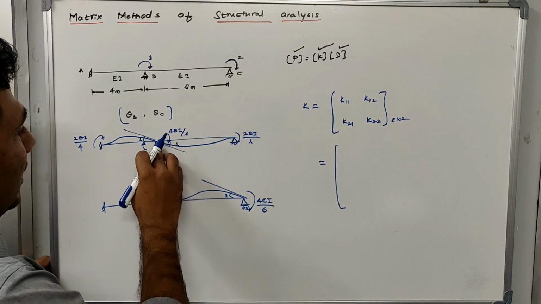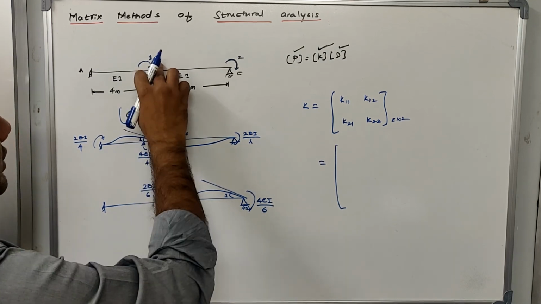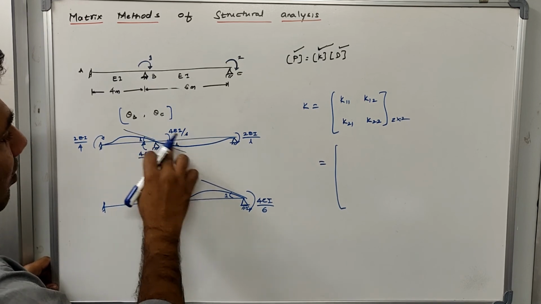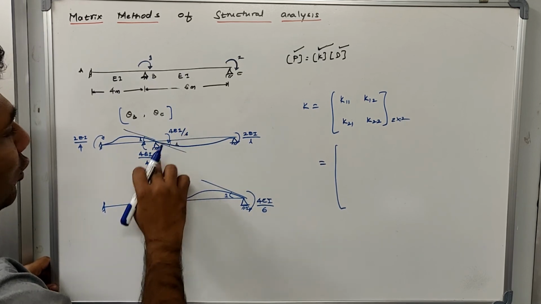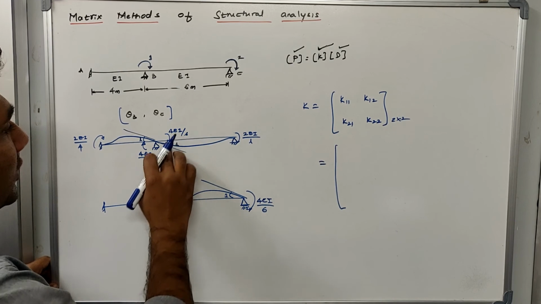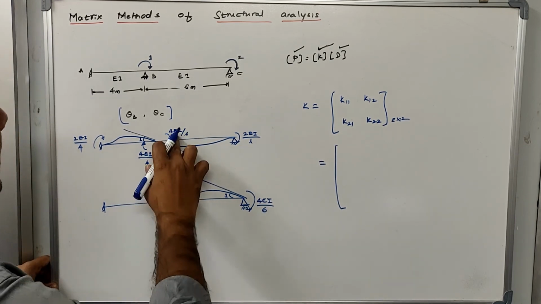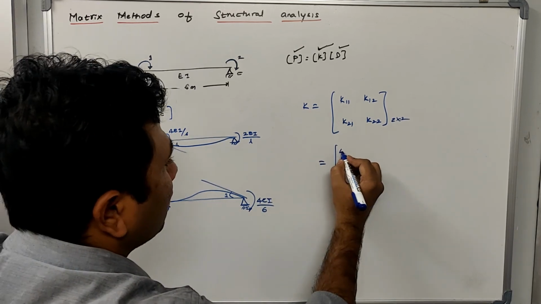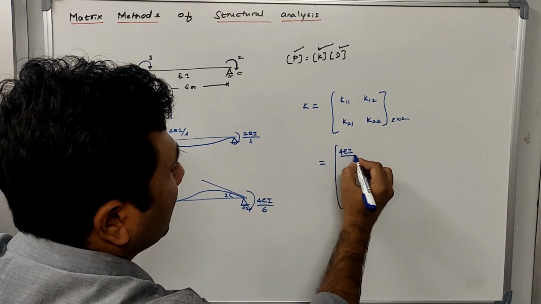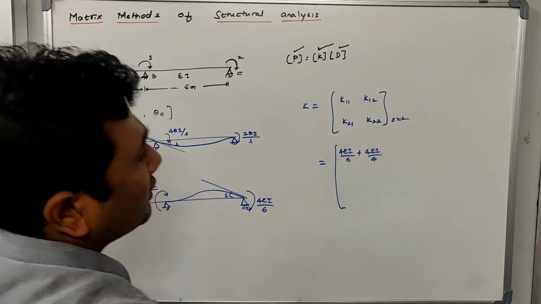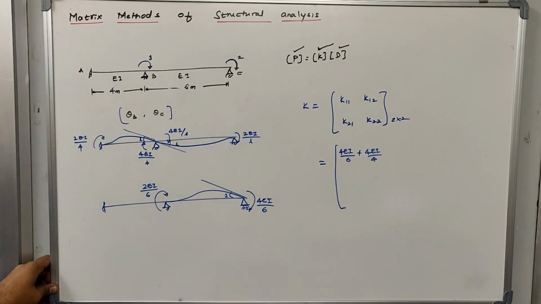Now if you see here, this is the first coordinate, and the first coordinate is at joint B. At joint B I have applied the unit rotation. Because of that, two forces are developed: 4 EI by 6 and 4 EI by 4. Now let us take the sum of these, which is 4 EI divided by 6 plus 4 EI divided by 4. This will represent K11.